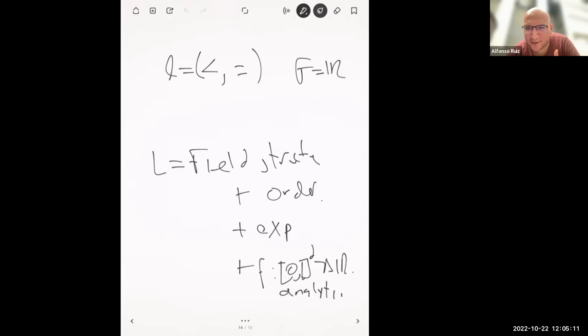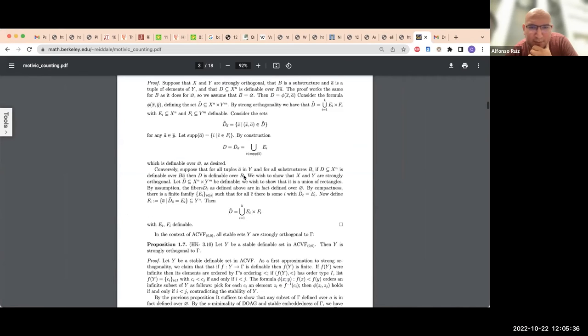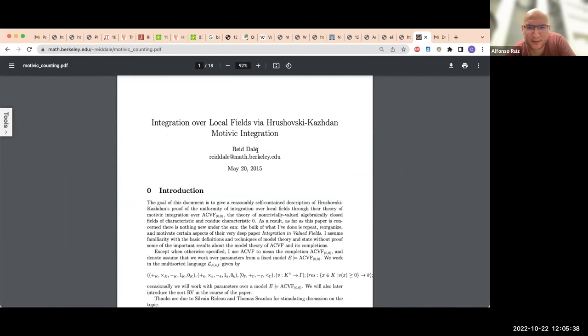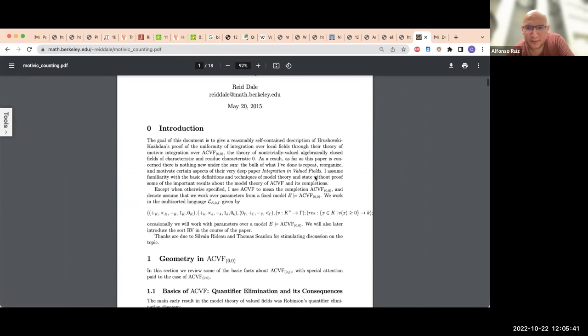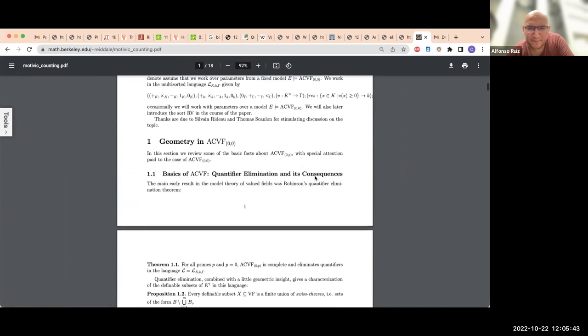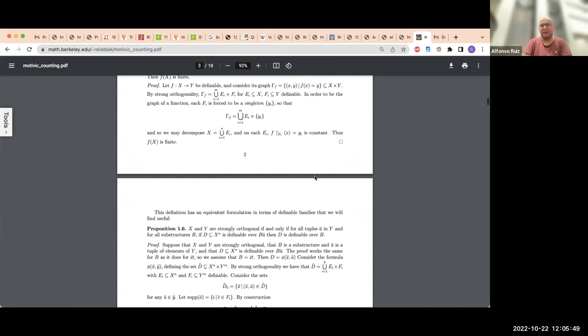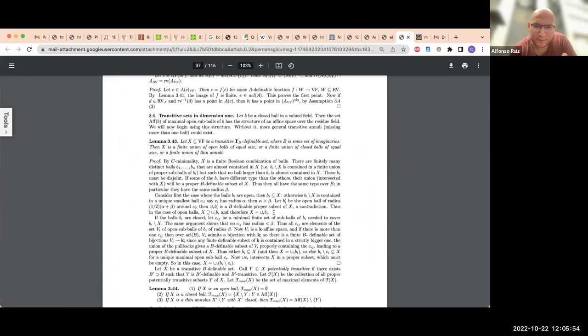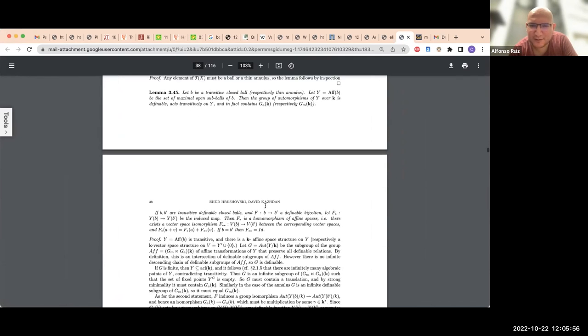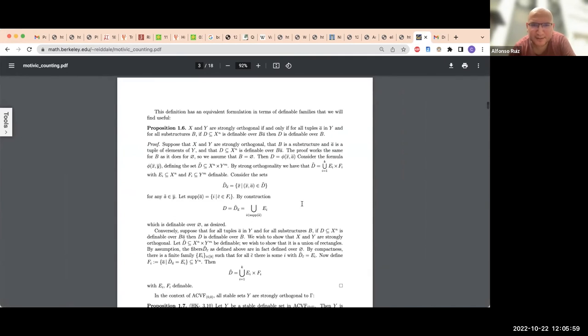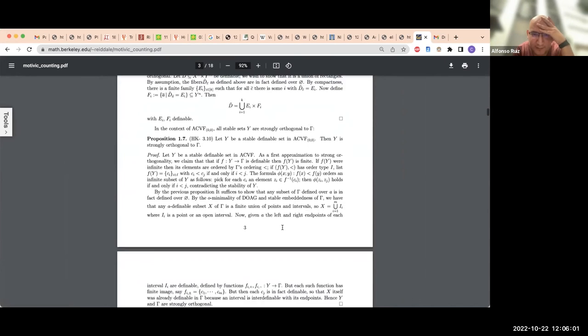I'm just looking for a particular result that I know is in there. I strongly recommend this document by Dale. It's perhaps a master's thesis or something like this, where he explains some of the ideas of this paper, but I can't find the result that I want to show you. And I'm sure he states it somewhere here.